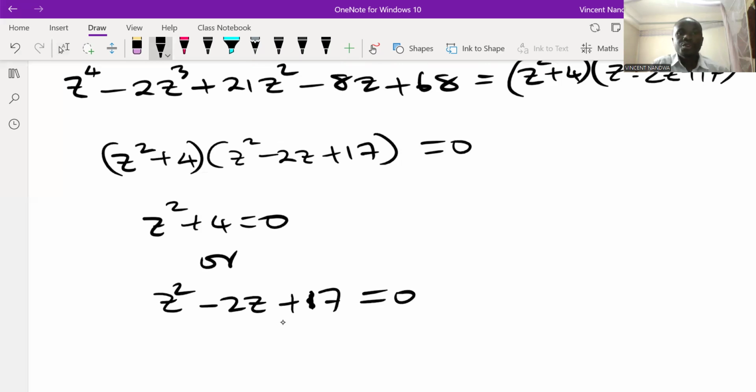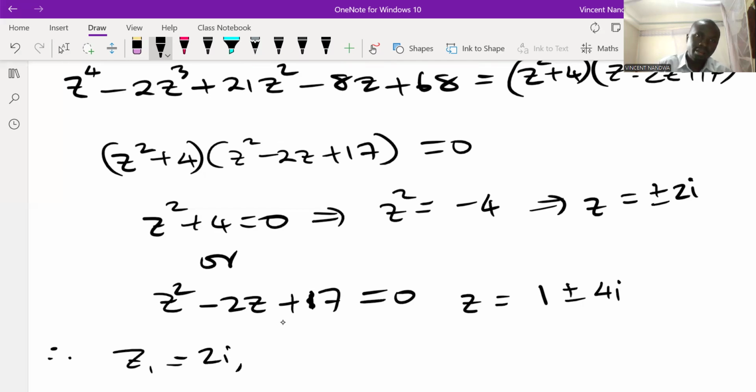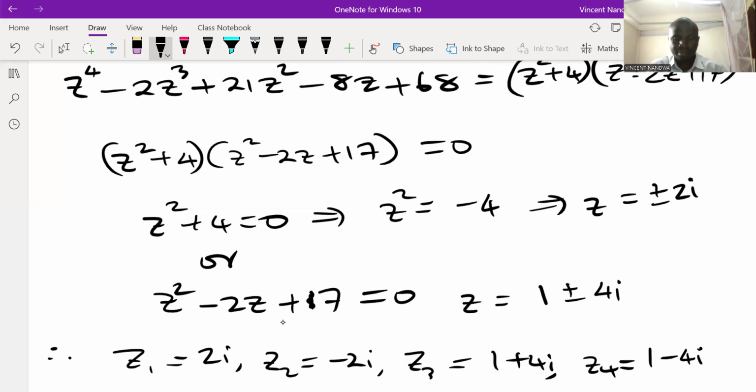So this one means z squared is the same as minus 4, which means z is plus or minus 2i. And then you can use quadratic formula to solve this to get z equals to 1 plus or minus 4i. And those will be the roots of the given equation in part B. So therefore, z1 equals to 2i, z2 equals to minus 2i, z3 equals to 1 plus 4i, and z4 equals to 1 minus 4i. Thank you.